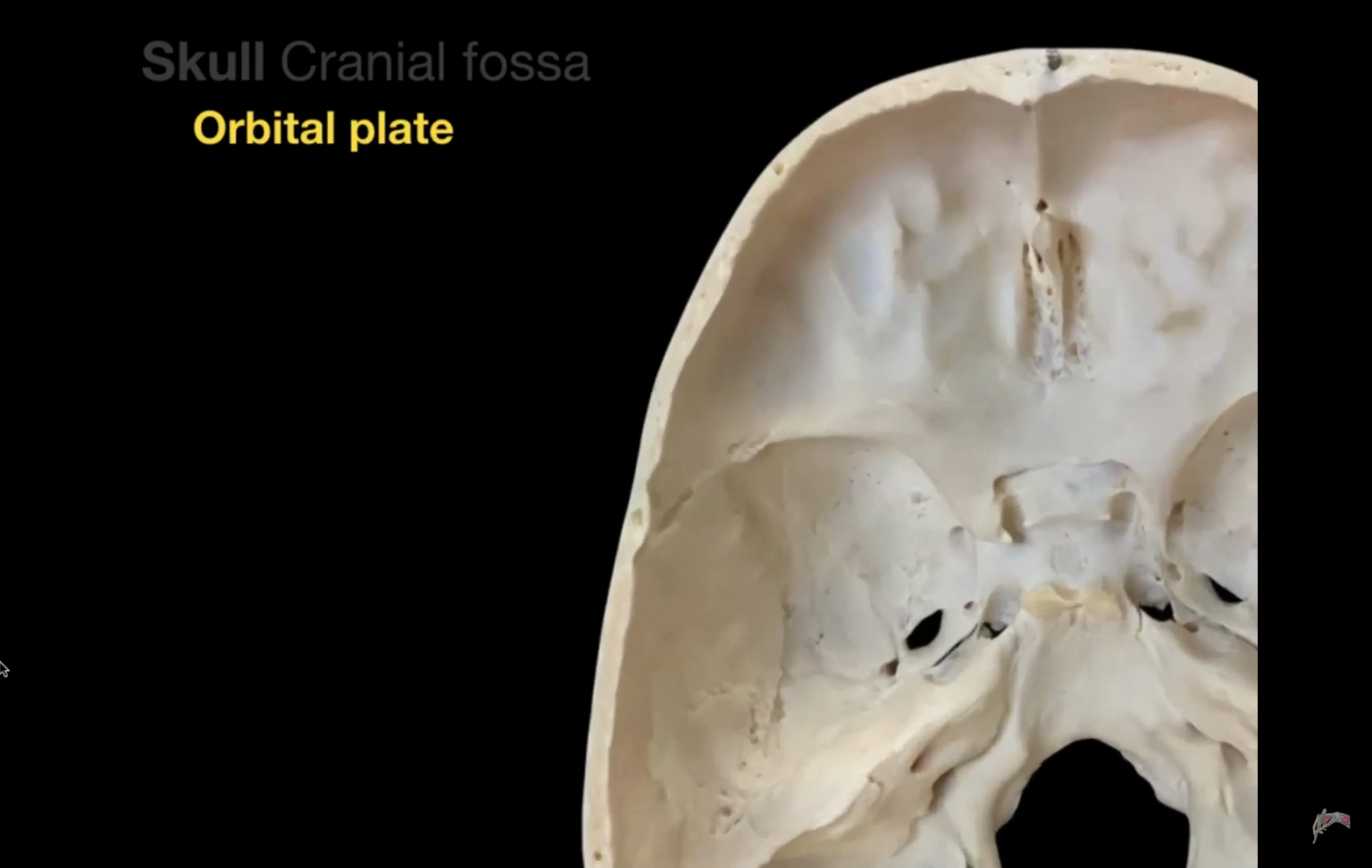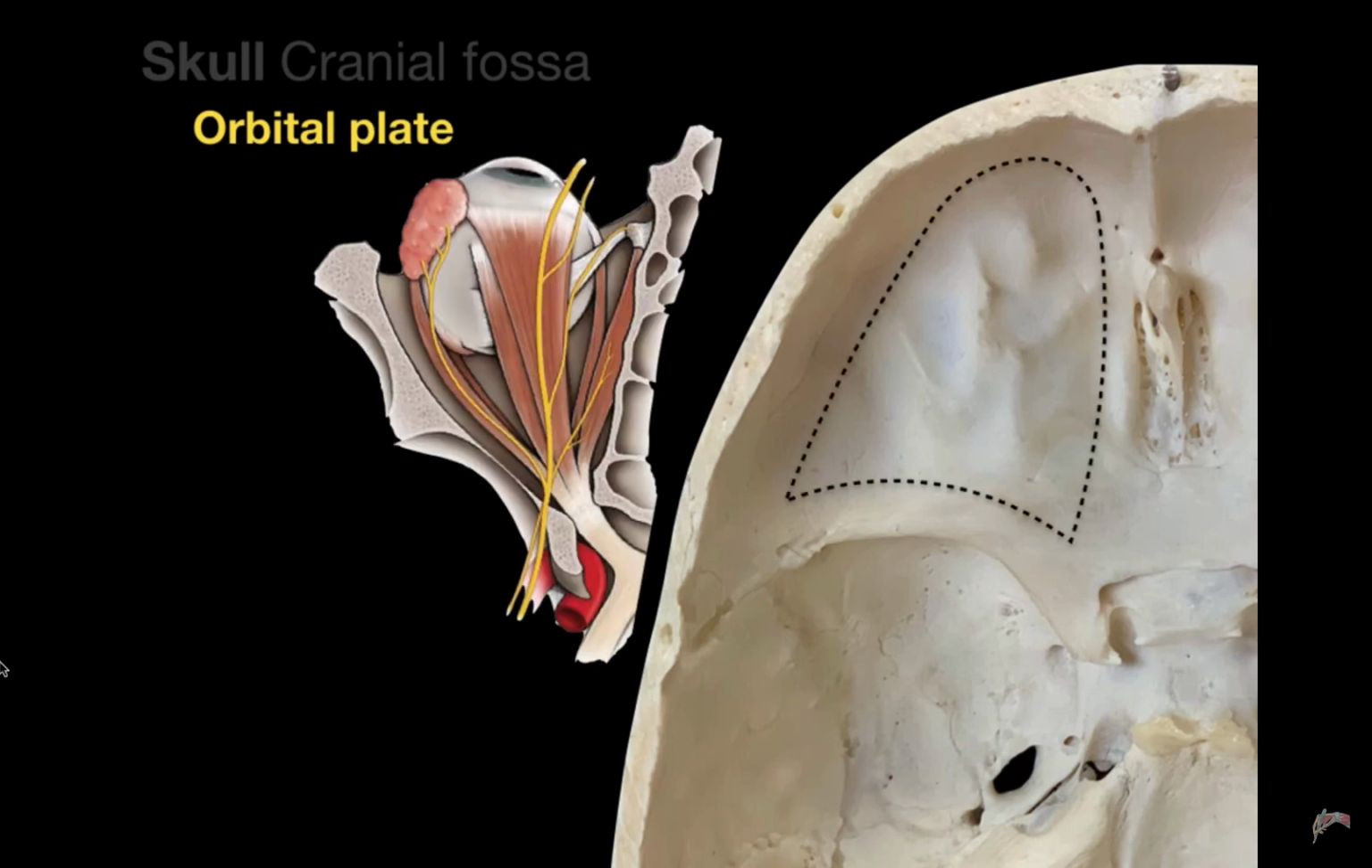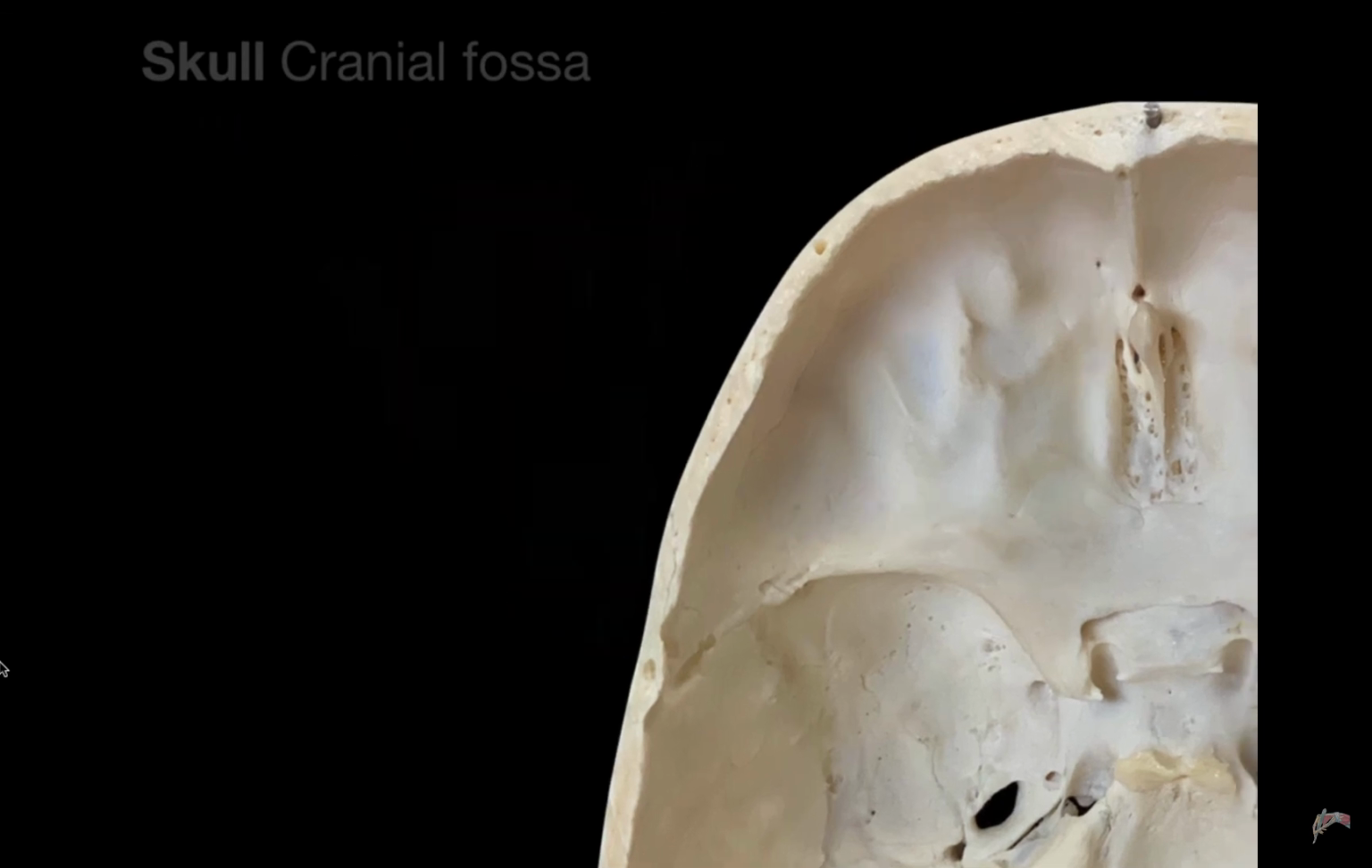All right, so now let's talk about the landmarks. And so the orbital plate is this part of the anterior cranial fossa and the frontal bone right there. And if you were to crack through that, you get the orbit, also the extraocular muscles and the globe.